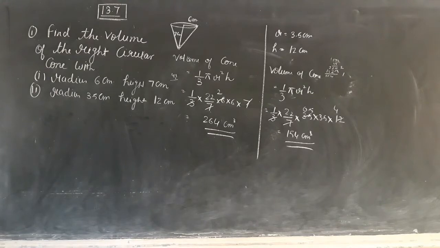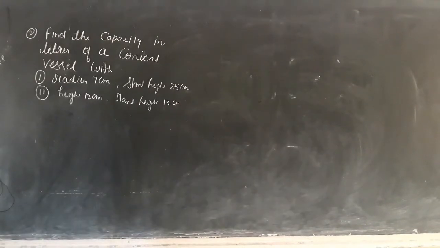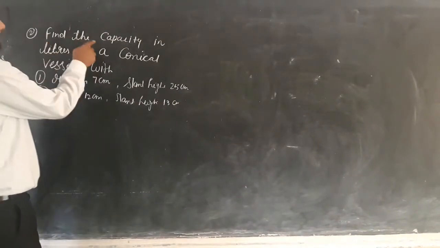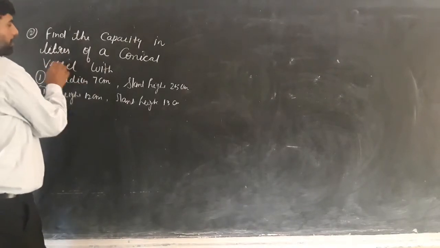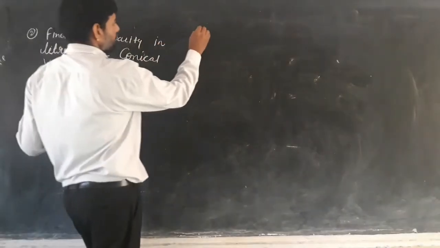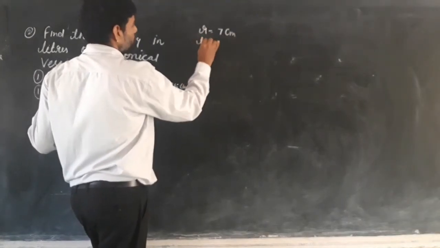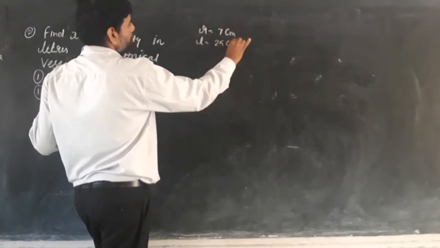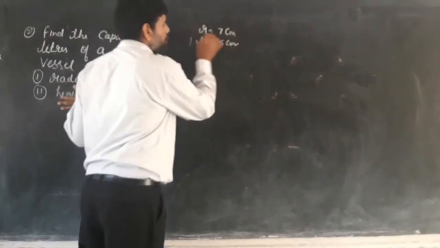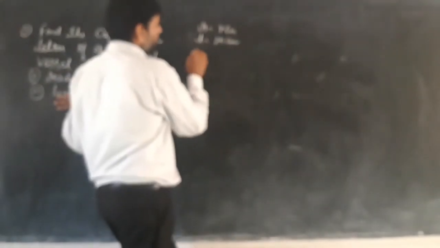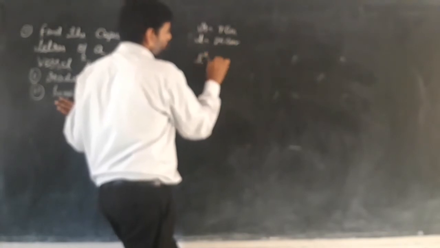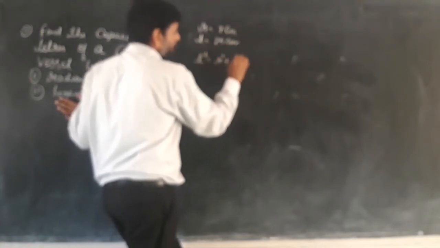Okay, see the next question. Question number second: find the capacity in liters of a conical vessel with radius 7 cm and slant height 25 cm. The capacity is the volume of the cone. In the volume of the cone, slant height is not used. We find the height. Therefore, the formula of slant height is equal to radius square plus height square.